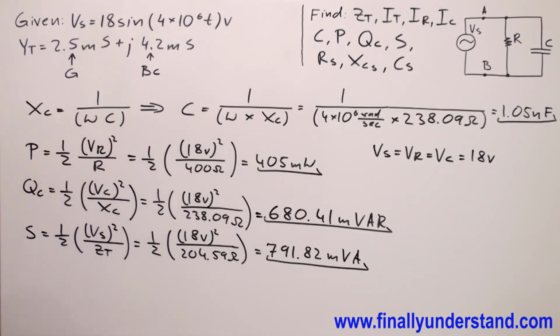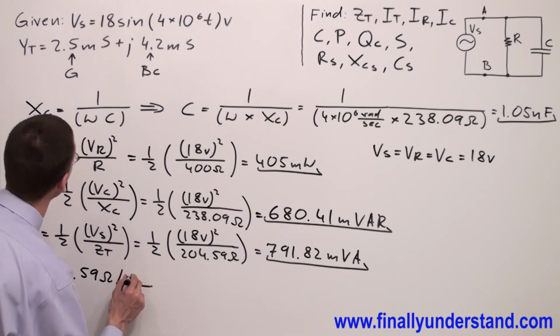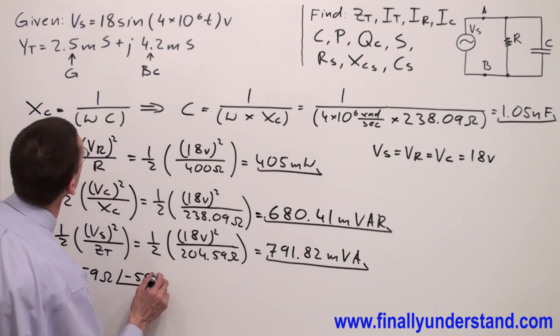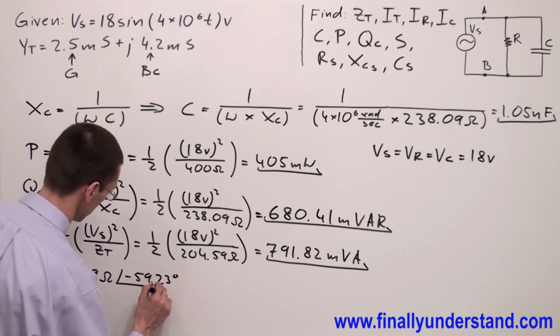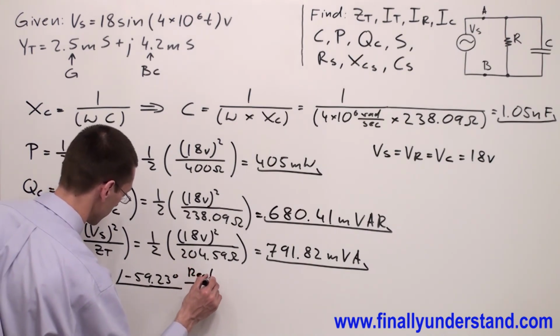Next, I'm supposed to find the series equivalent circuit. So I'm supposed to copy down the total impedance. Z total is equal to 204.59 ohms, and angle of negative 59.23 degrees. Okay, and convert this to the rectangular form.